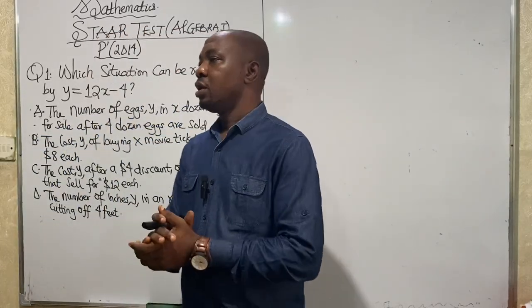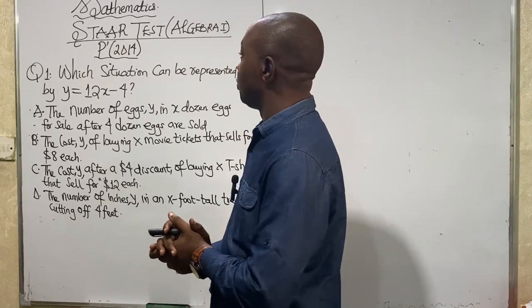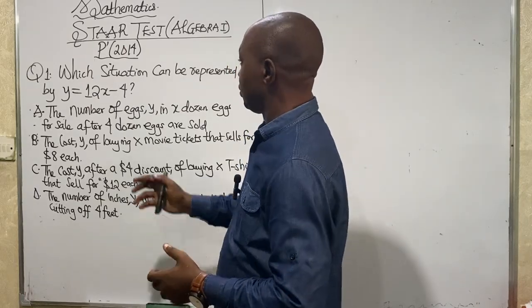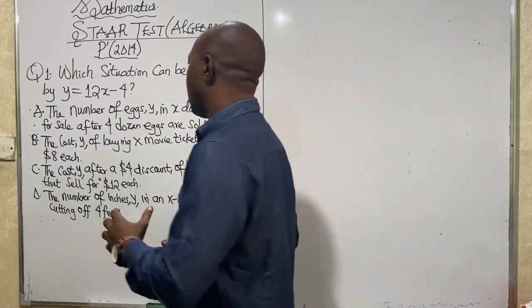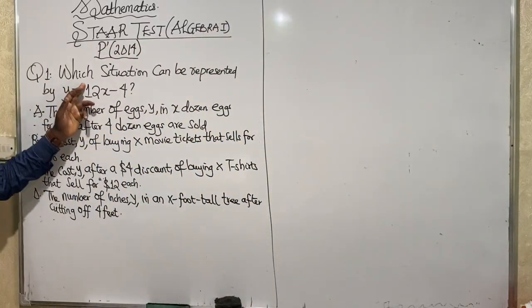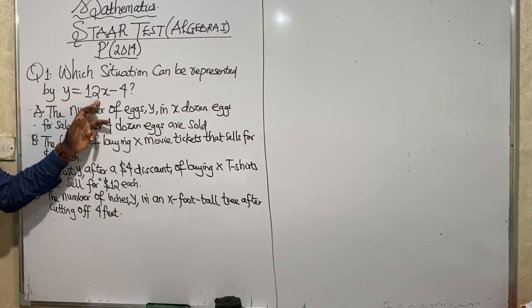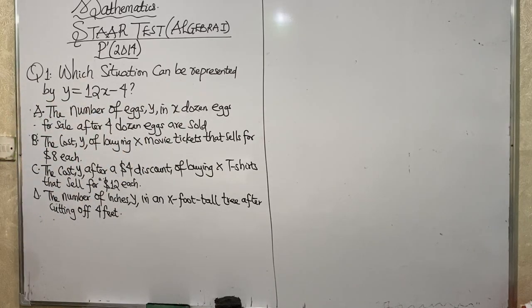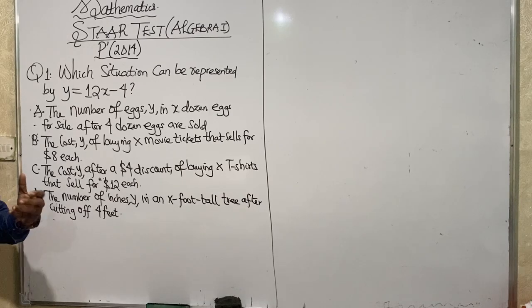All right, so now let's solve this STAAR test Algebra 1 past question. That's the 2014 past question, question number 1. We have here: which situation can be represented by y equals 12x minus 4? We are given 4 selected responses, and one of these responses will be the answer to the question. All right, so now let's get into the video.